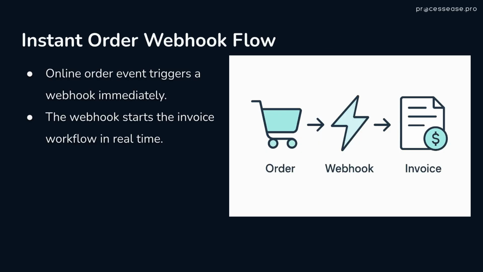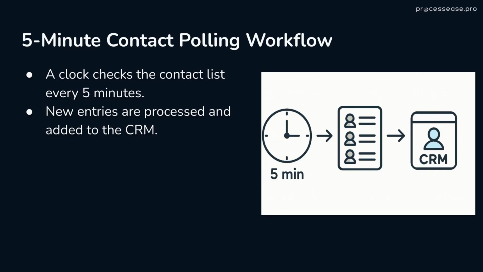In an instant order flow, an online order event triggers a webhook immediately. This webhook starts the invoice workflow in real time, making it ideal for immediate processing, like e-commerce order alerts. As the visual shows, invoice processes as soon as orders come in. In a polling workflow, a clock checks the contact list every 5 minutes for new entries. These entries are then processed and added to the CRM, which is great for forms, without webhook support to keep data in sync.